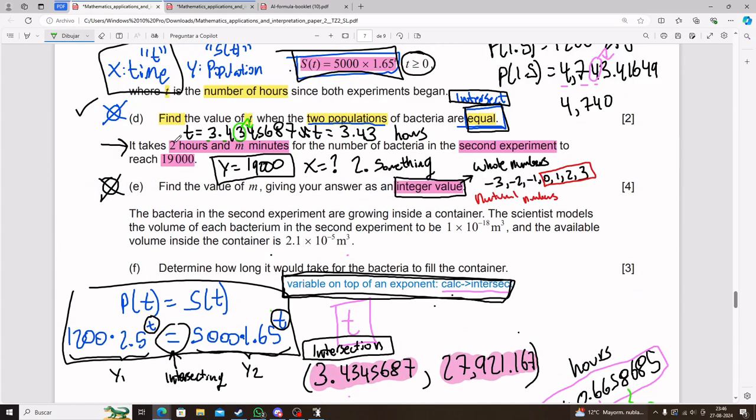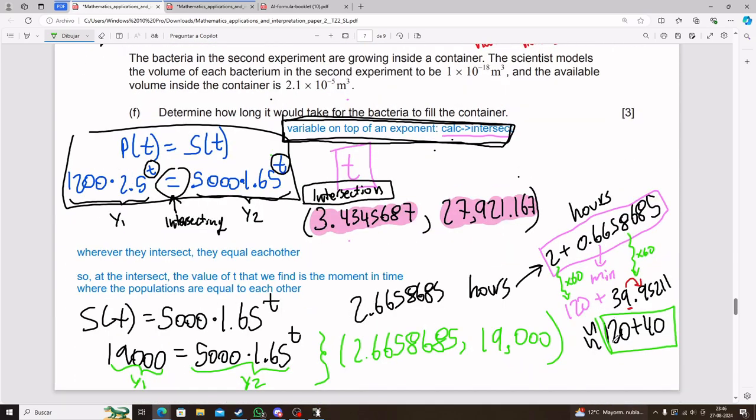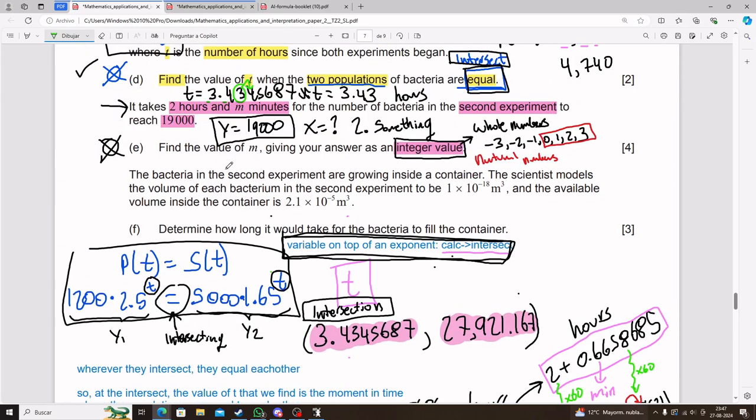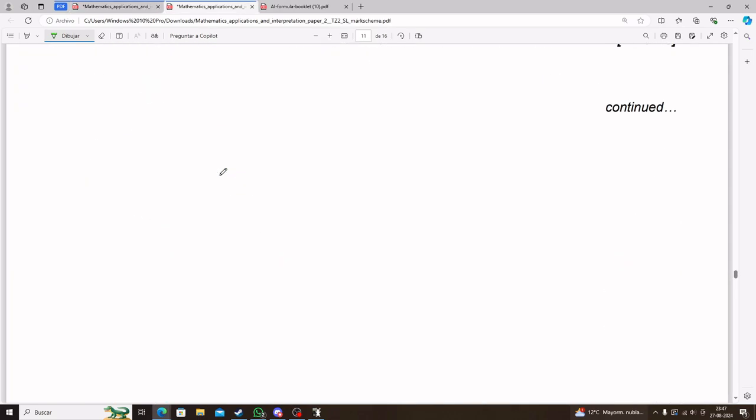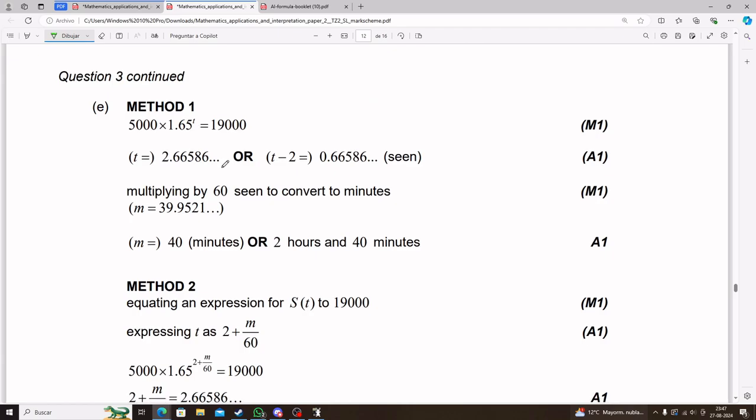That means that it's 2 hours. So it's 2 hours plus 40 minutes. And what they were asking for earlier is they know it's 2 hours and m minutes. And so through here, you just found out that m has to equal 40. And if we check over here, they do seem to agree with us, 40 minutes right there.